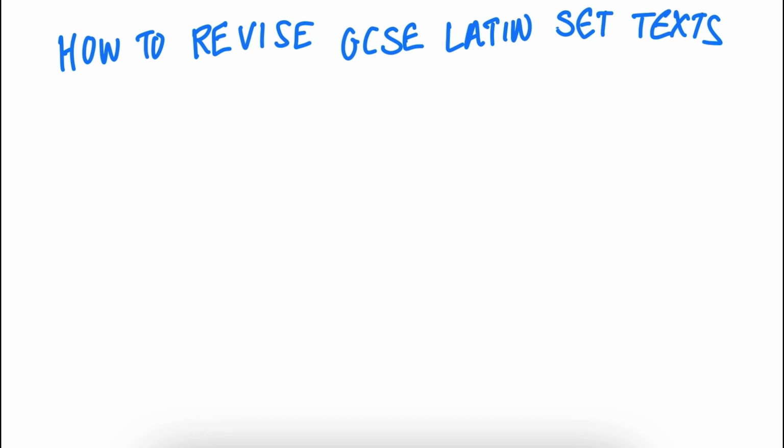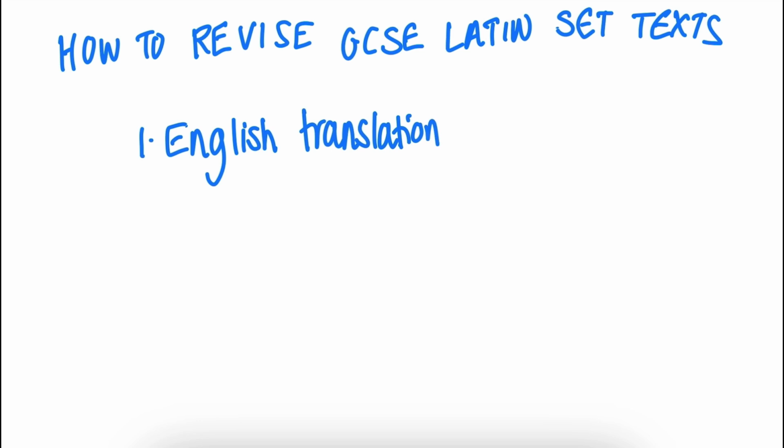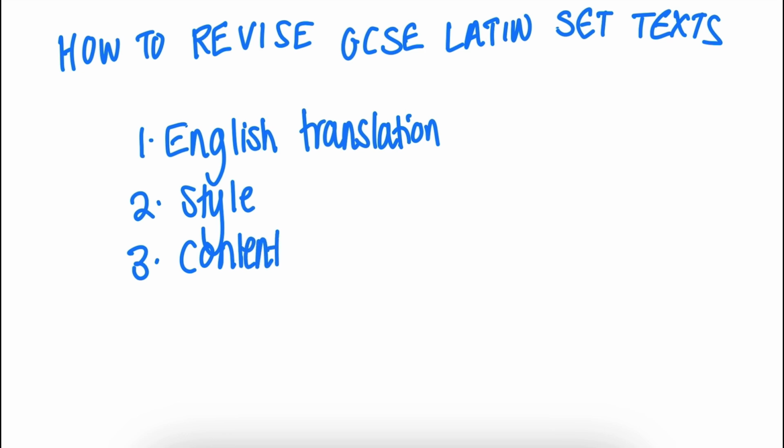When you're learning a set text, you need to learn three things: the English translation, the style points, and the content points needed for questions in the exam. However, just learning the translation will also give you all the content points you need. So let's start with this biggie, learning the translation. There are two ways you can do this.